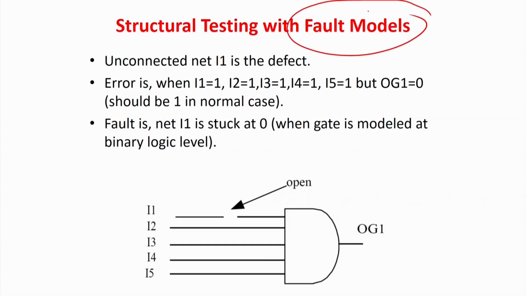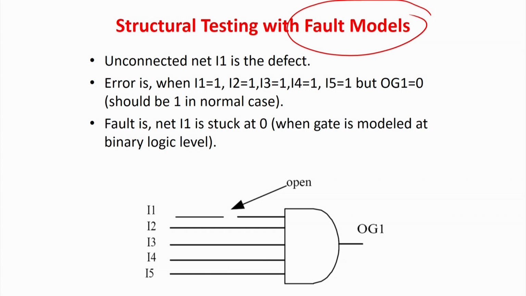But again, structural testing has a big problem. What is the problem we have seen? The problem is that you have to bring a lot of pinouts to see the internal pins of the circuit and also control the internal lines of the circuit. That is a big problem that is happening. Then something came up called a fault model. So, what is the fault model?